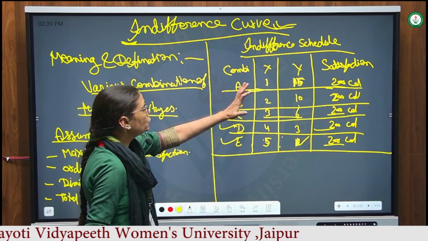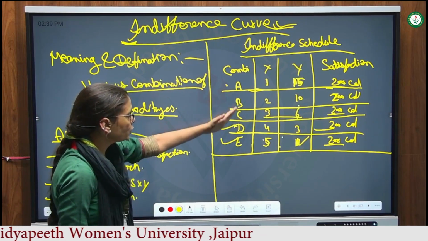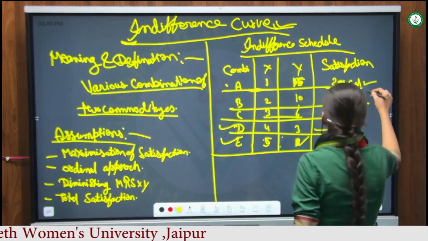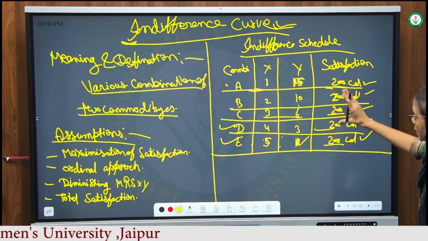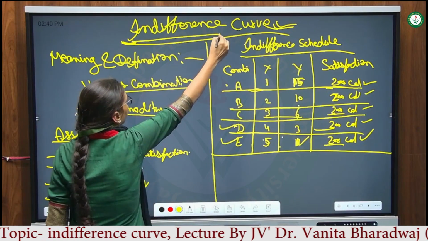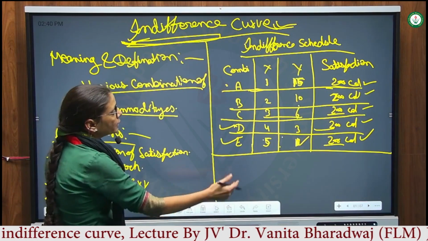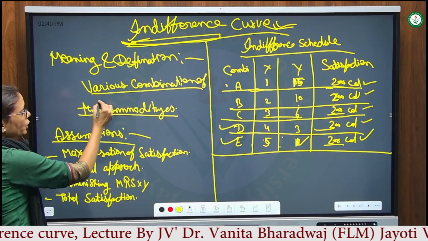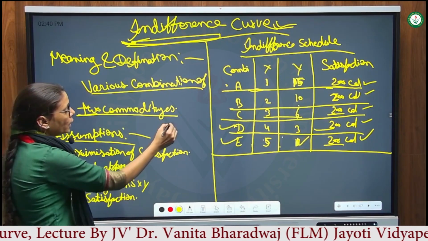It doesn't matter whether he uses combination A, combination D or any other combination, he will get the same level of satisfaction, 200 calories, within a particular limited money source. That's why we use the word indifference for this theory: the consumer is neutral and receives the same level of satisfaction. These are the various combinations of two commodities which give the same level of satisfaction to the consumer.